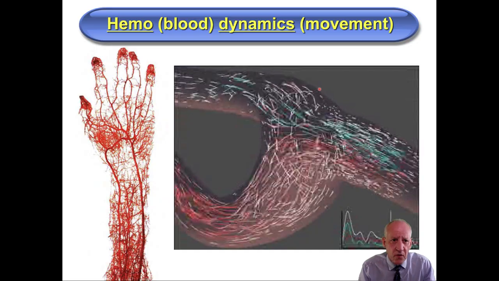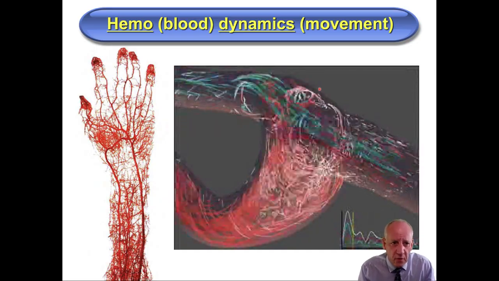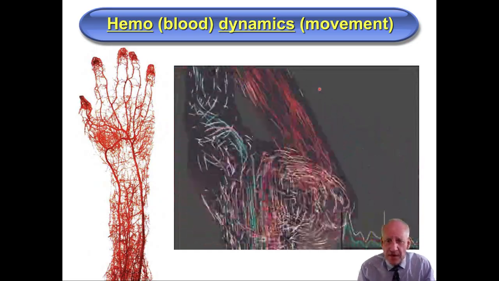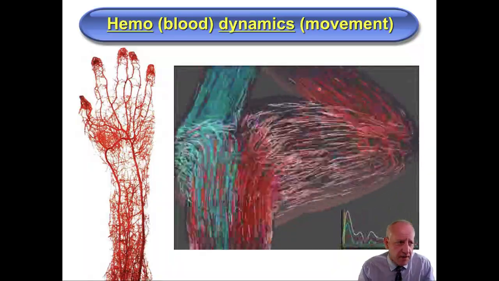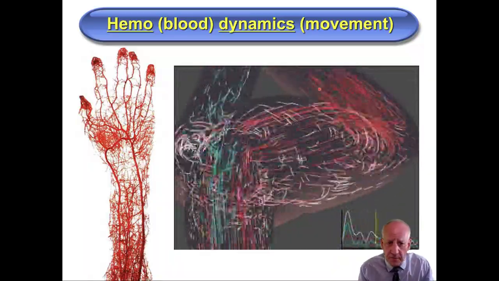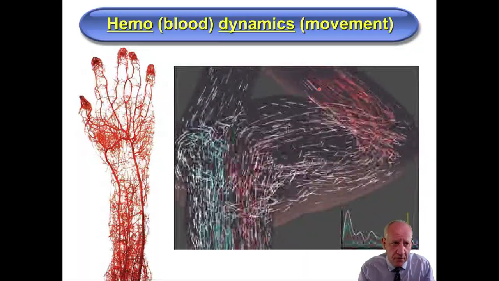What is meant by the term hemodynamics? Well, of course, the root word hemo comes from blood, dynamics means movement. Hemodynamics is concerned with the physical properties of blood and its movement through vessels.